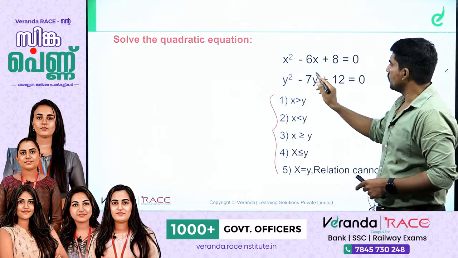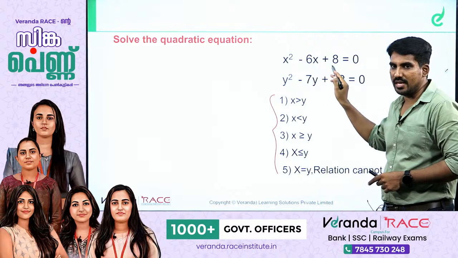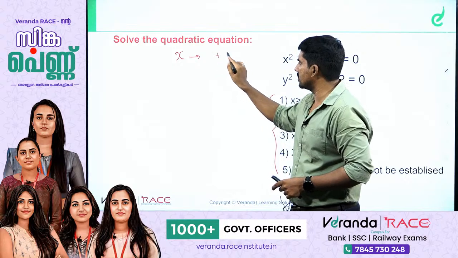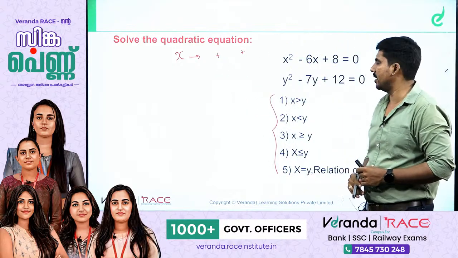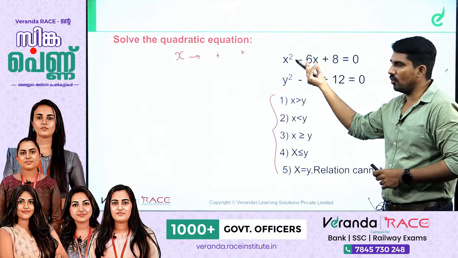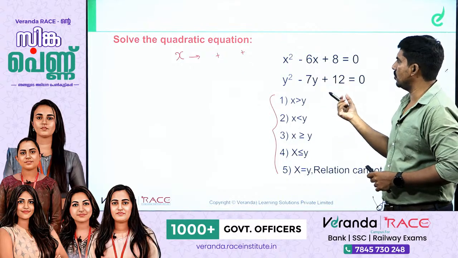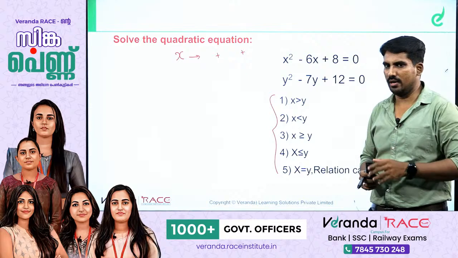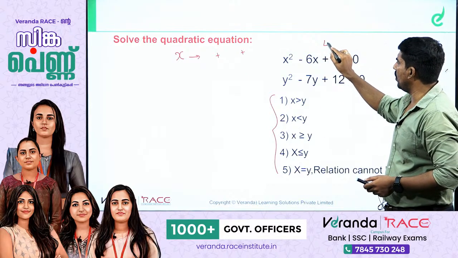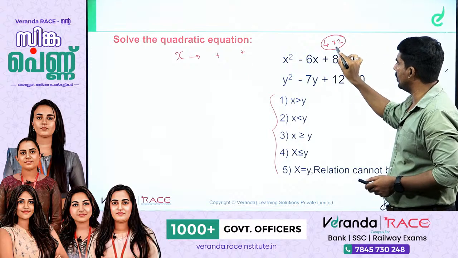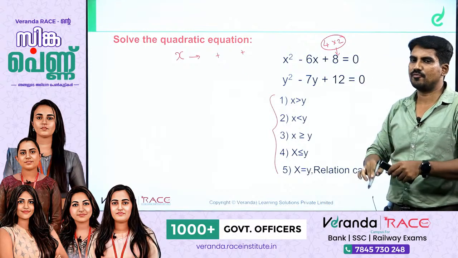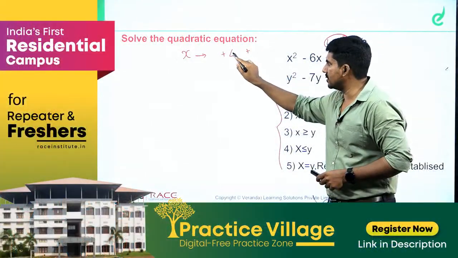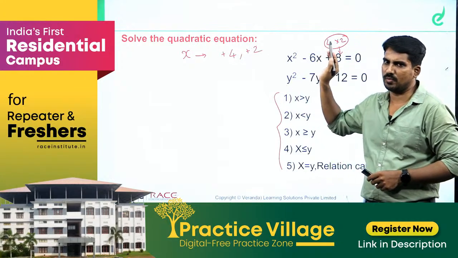Now listen, minus plus: b is minus, c is plus, therefore the roots are what? Both roots are positive. Now the sum is 6 and the product is 8. The factors for 8 are 4, 2 and 1. 4 into 2 we get 8, and 4 plus 2 we get 6. Therefore, x is nothing but plus 4 and plus 2.